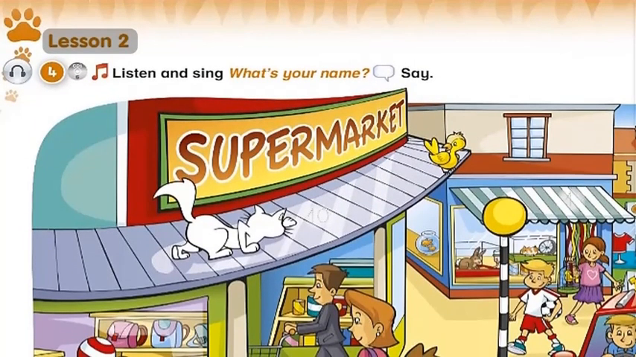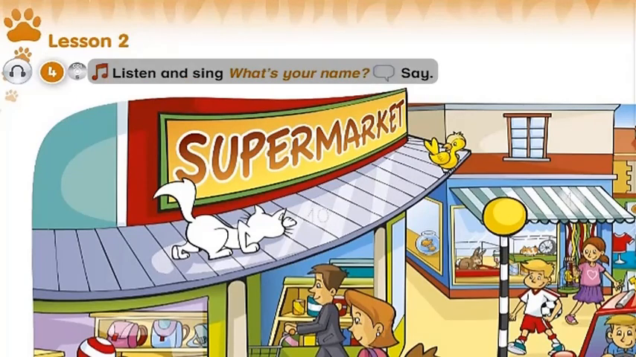Hello, Tiger. Lesson 2. Student's Book, page 4. What's your name? Song.